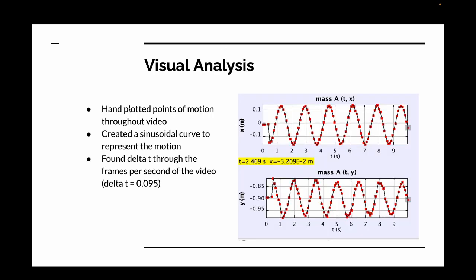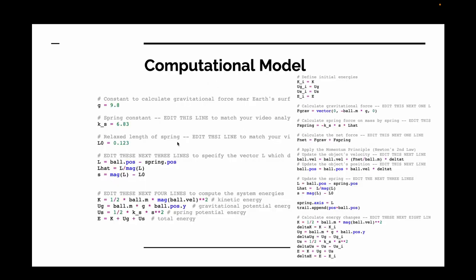For the visual analysis, once again, it was hand-plotted points of motion throughout the video. It created a sinusoidal curve to represent motion in both the x and y directions, with the x direction representing a sine curve and the y direction representing a cosine curve. And delta t was then found through just the frames per second of the video, with delta t being 0.95 seconds. For the computational model, once again, all of our constants were found from weekly preview video 52.